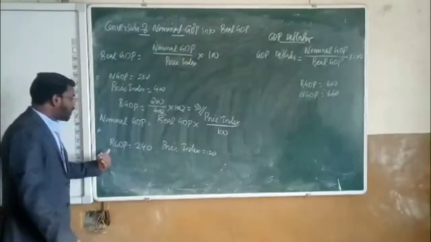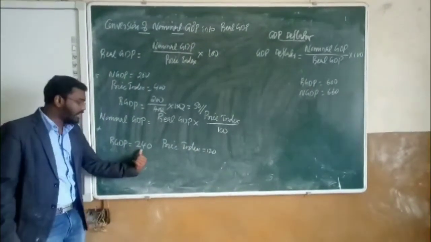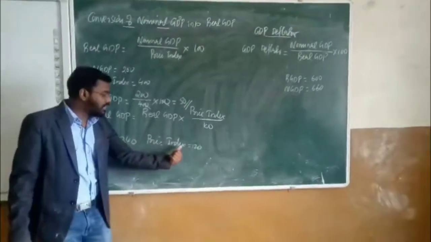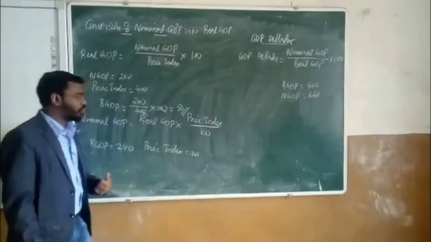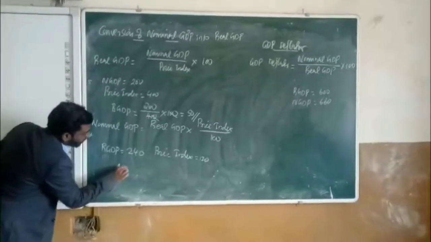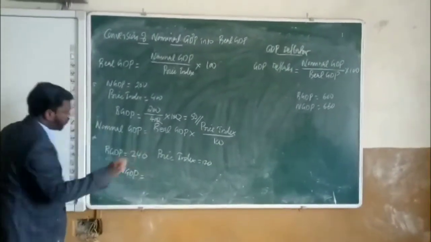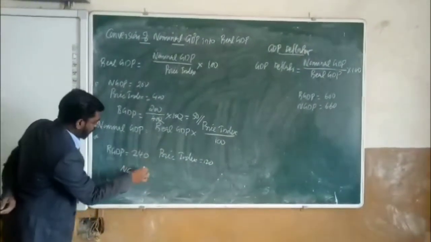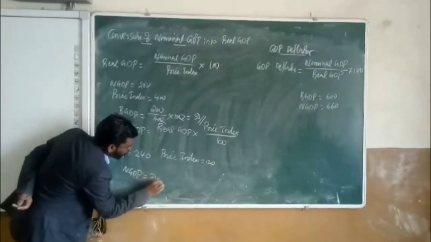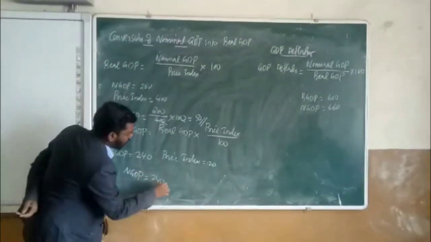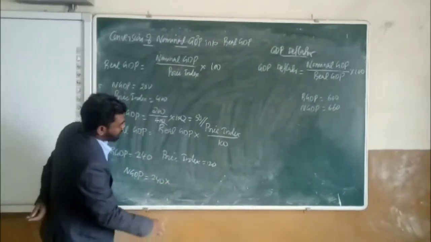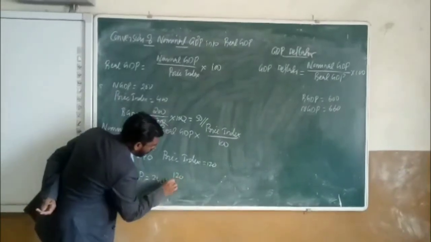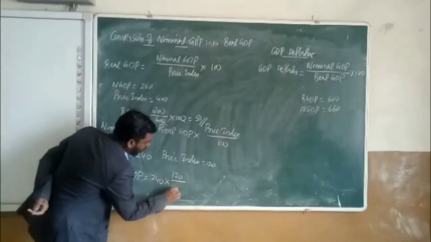For example, suppose real GDP is given as 240 and the price index is given as 120. Then nominal GDP is equal to real GDP, which is 240, into price index, which is 120, divided by 100.